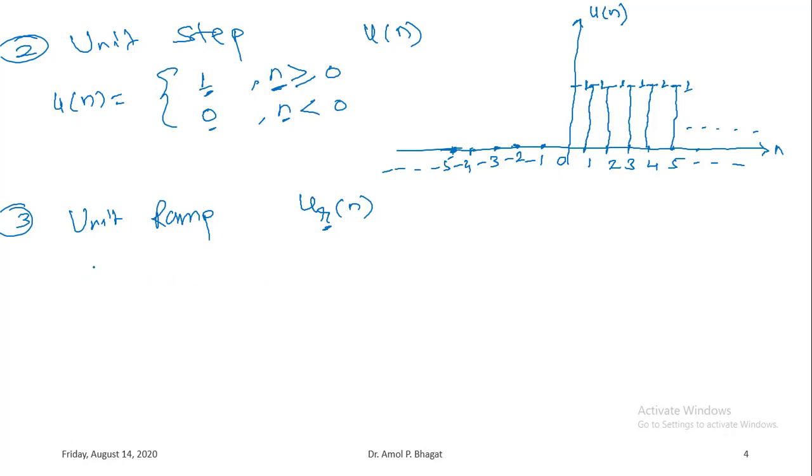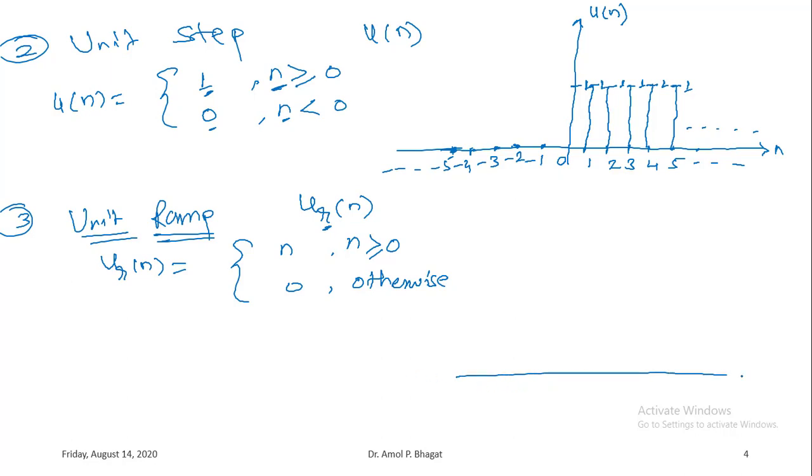So in functional form, this unit ramp signal can be represented as ur of n is equal to n for n greater than or equal to 0, and 0 otherwise. So this is the functional representation of the unit ramp signal. Graphically, I can draw the graph of this unit ramp signal.